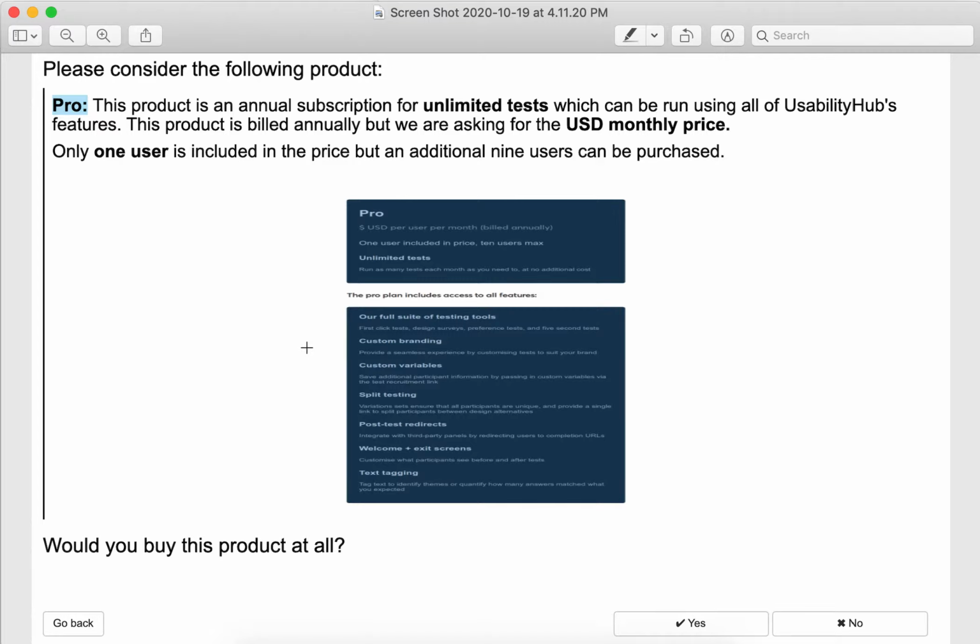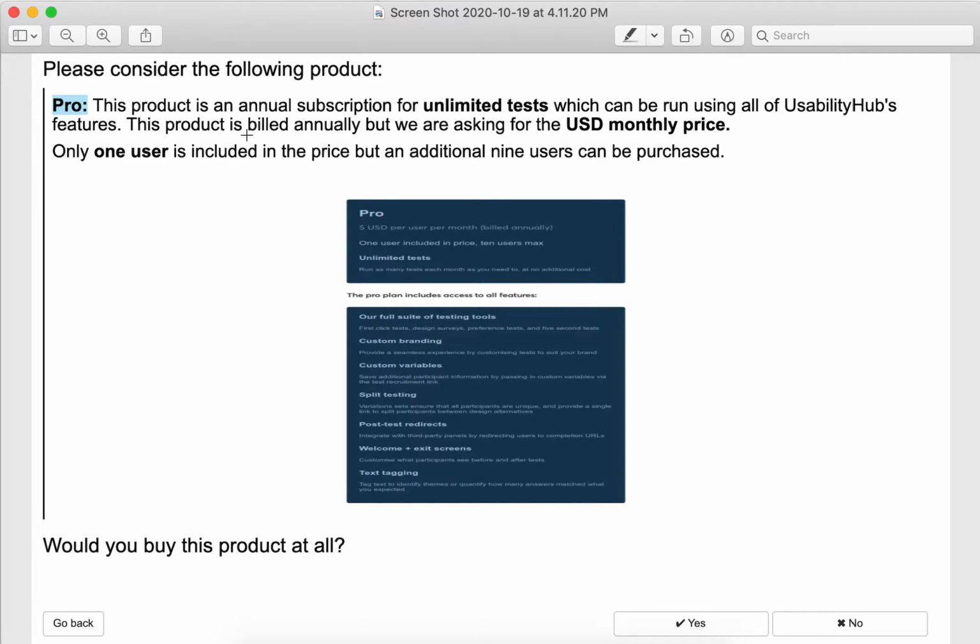And it looks like, okay, so they're testing an annual subscription. The product's billed annually, but we're asking for the US dollar monthly price. This is a bit of an awkward phrasing. So are they just letting you know that they're going to be positioning it in their marketing and communicating the monthly price, even though it's billed annually? I actually don't remember what the pricing model is for UsabilityHub. So it would help to know here, is an annual subscription actually what I'm following, or am I following a monthly subscription? I don't remember. And that's going to help me actually evaluate here.